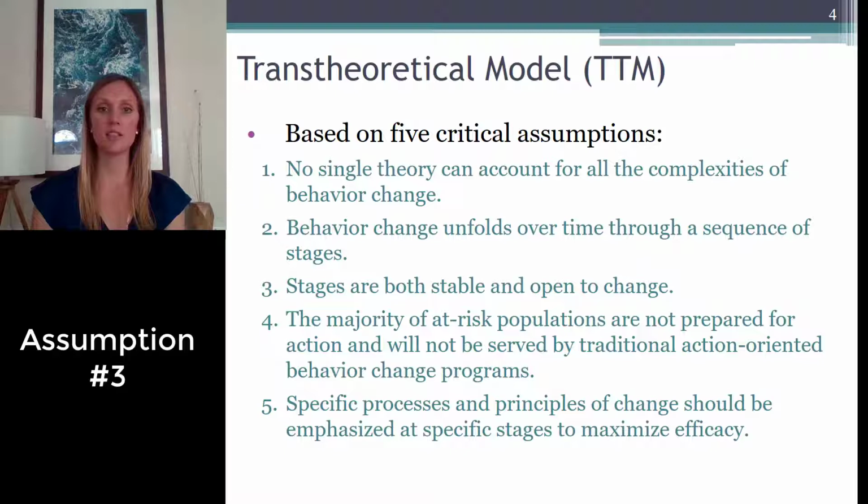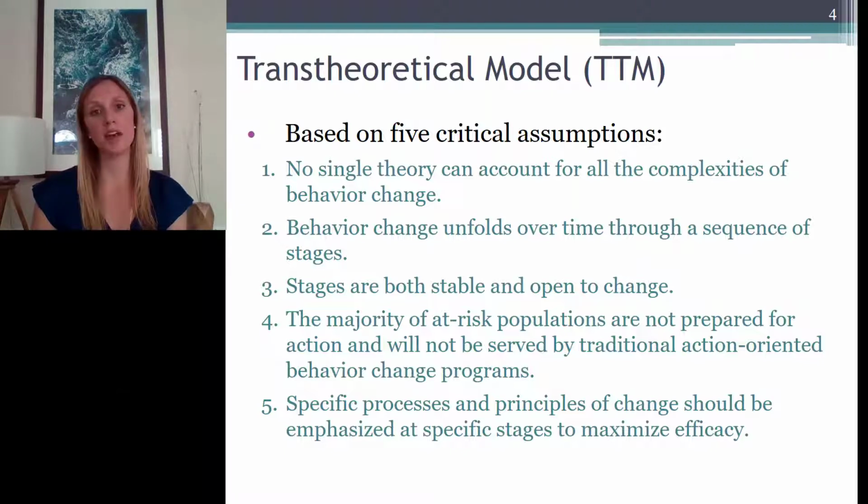The third assumption is that stages are both stable and open to change. What this means is that individuals could very well stay in one stage for decades, for years and years, and not make any changes through the stages. Or at any given time, an individual could move through the stages either forwards or backwards. So they could make progress, or they could move to an earlier stage and move further away from behavior change.